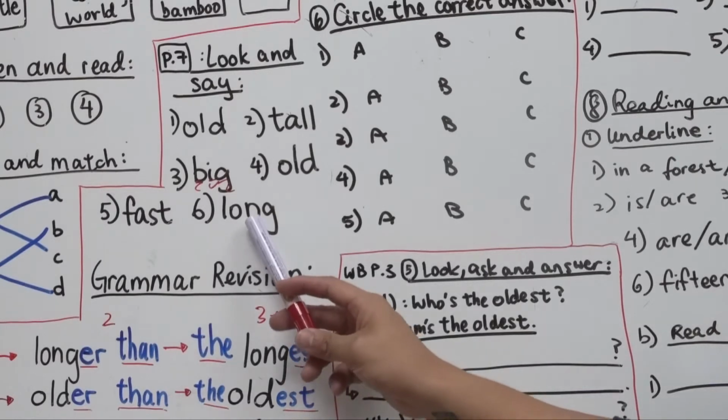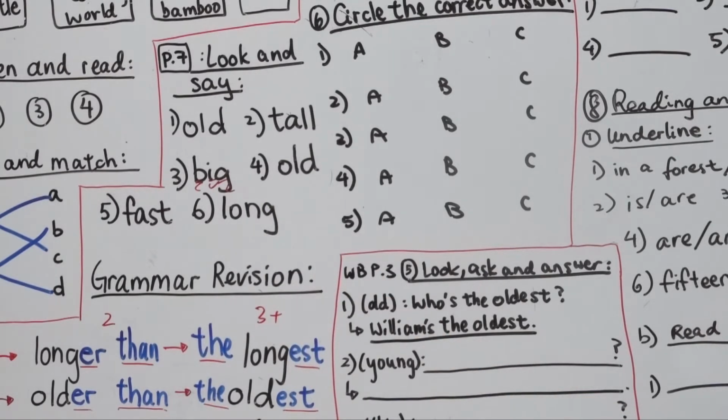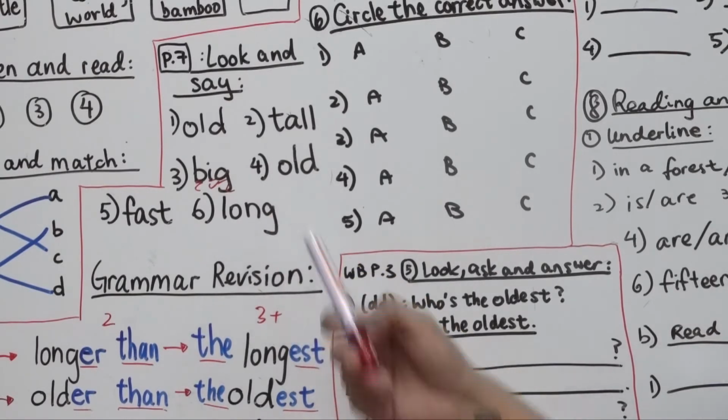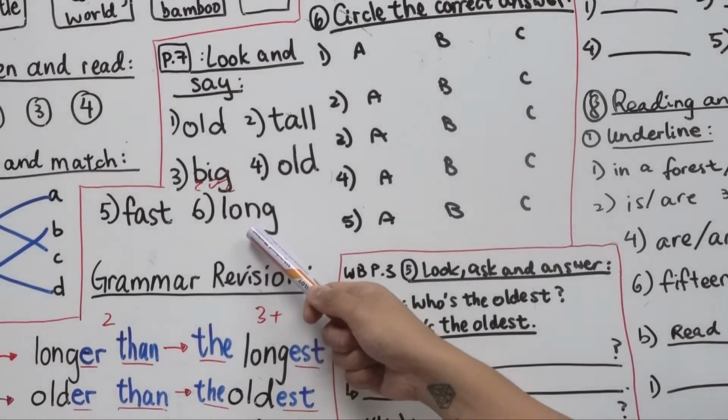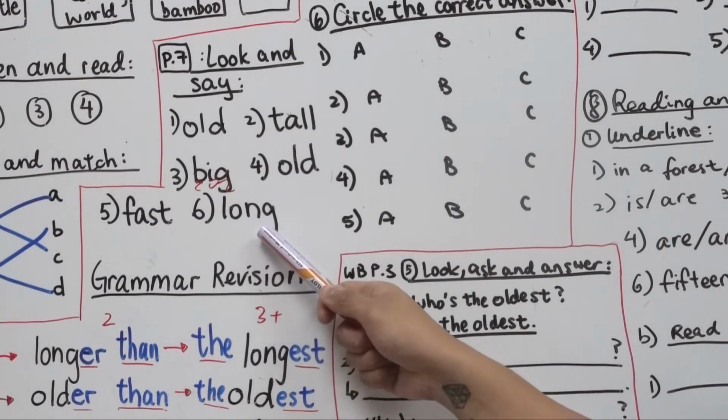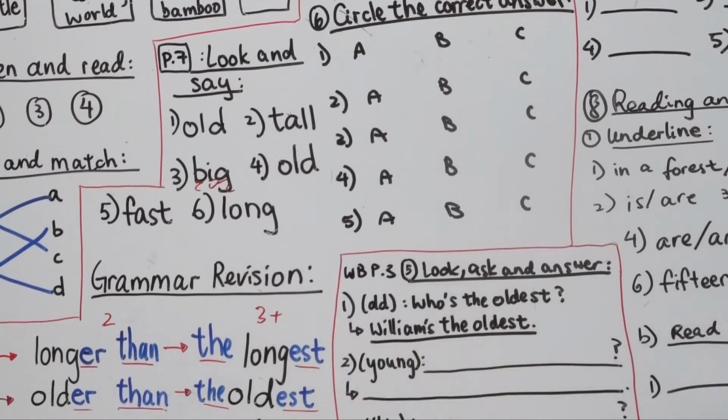What about long? Let's talk about what animal this is. The python, right? Python is a kind of snake. So can Crystal maybe make the whole sentence for us? The python is the longest in the park. Very good. The python is the longest.